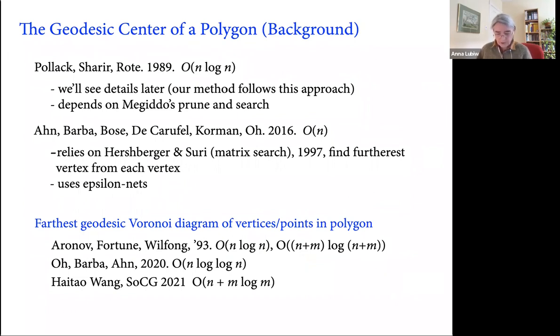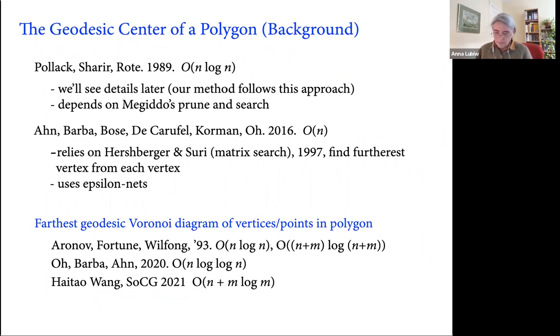I think for the vertices of a polygon, the best that's known is this one in a paper by Oh, Barba, and Ahn. And in various subsets of these three authors, they've considered the case where you have a set of points, whether those points are on the boundary or not, various variations. But the best runtime for that is an upcoming paper that achieves this runtime. So in case the points that you wish to reach are the vertices, you're still getting an n log n out of this algorithm, right? So this is why I think this is the best known for the complete geodesic Voronoi diagram.